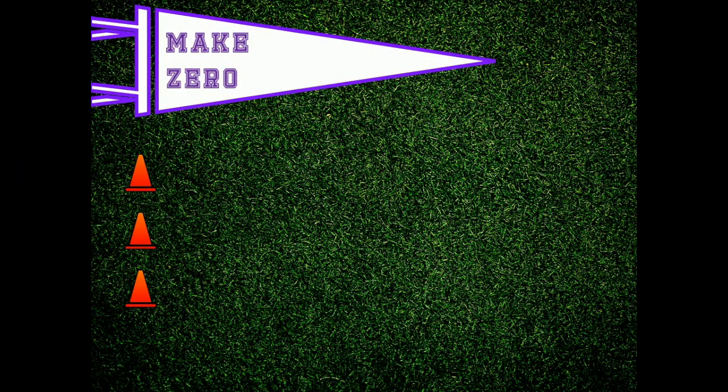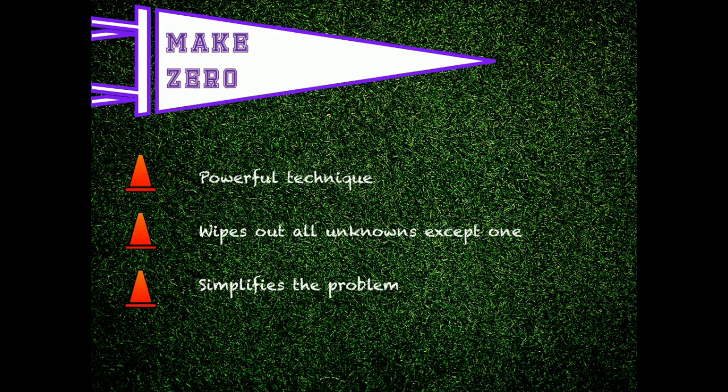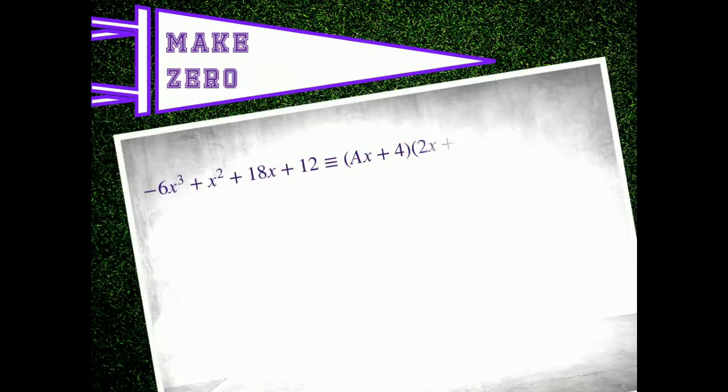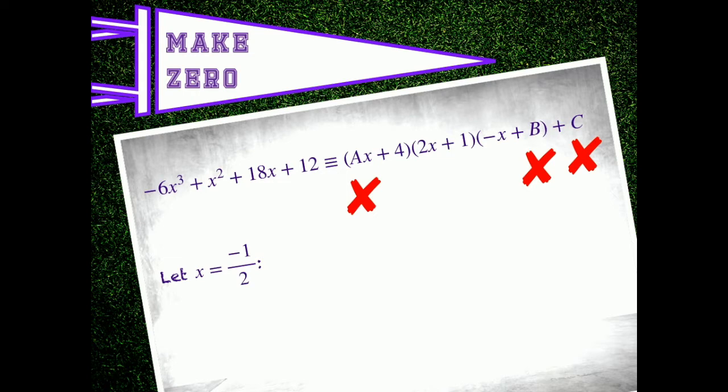I call the next most powerful play make 0. There are specific situations that, when used, prove really useful in isolating an unknown to solve. This question here contains 3 opponents, a, b, and c, as indicated. Watch me choose to substitute in an x value of negative half.